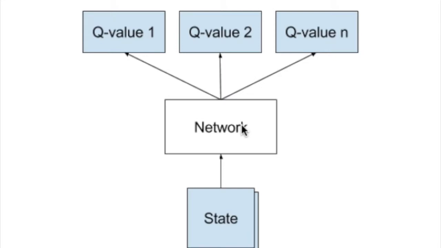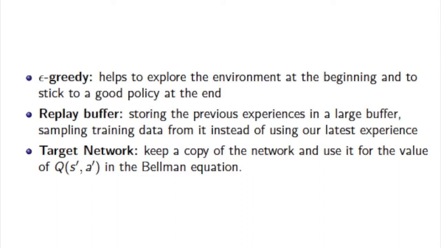Deep Q-learning combines the classical Q-learning algorithm with neural networks. The deep Q-learning neural network takes in the state as an input and outputs the Q values corresponding to all the possible actions. Deep Q-learning incorporates the following methods to make the learning better.